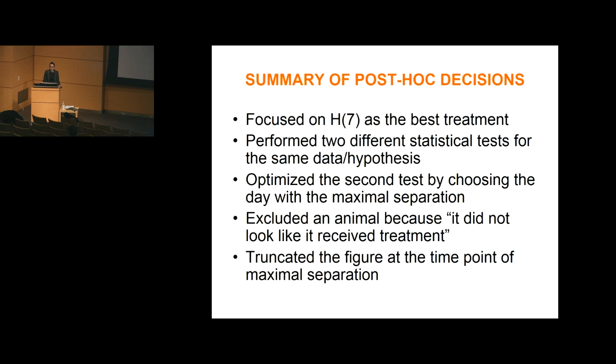We did a lot of comparisons, but at the end we focused on this experimental group that was given 7 days, 7 hours. We performed two different statistical tests, one that takes the whole longitudinal data and one that takes one time point. We optimized the second test by choosing the day with the maximal separation. We excluded an animal because it did not look like it received treatment, and we truncated the figure at the time point of maximal separation. I know it sounds extreme, but these things do happen.